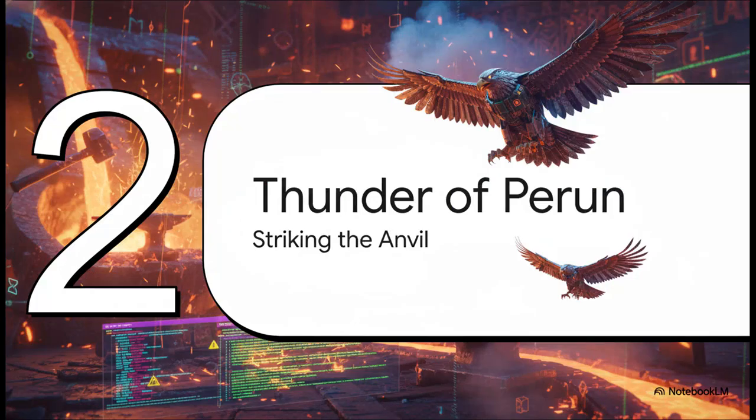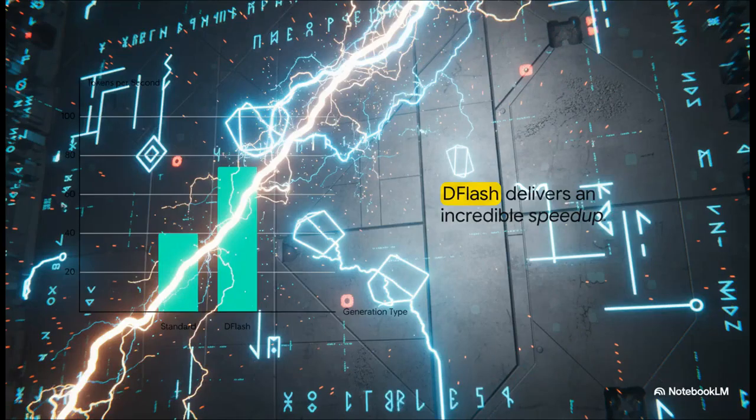Section 2, the thunder of Perun, striking the anvil. Now we strike the iron. The server awakens, and the results hit us like a sudden storm. A standard run would yield 40 tokens maximum per second, but our DFlash run achieved an astonishing 74.4 tokens per second. The server runs the large 8 billion model, but every single response is accelerated. Summeral proposes 7 tokens at every step, creating a truly thunderous performance.